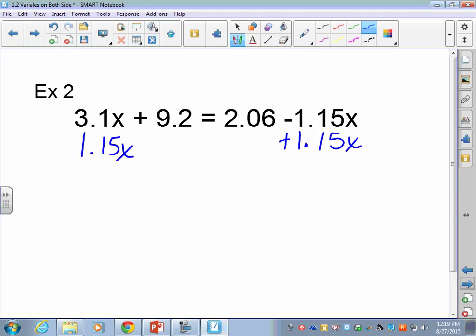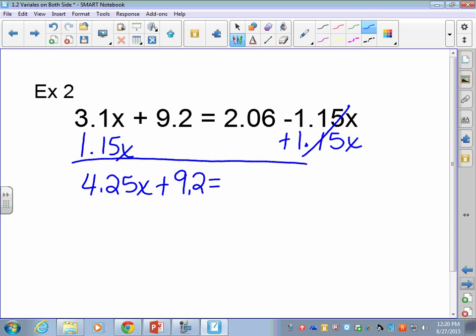Let's do that. And we're going to rewrite. When we add the 3.1 to the 1.15, we're going to get 4.25x plus 9.2 equals 2.06. So what we did first was we added 1.15x always to both sides. Whatever we do to one, we have to do to the other. Okay, so that was our first step that we did.